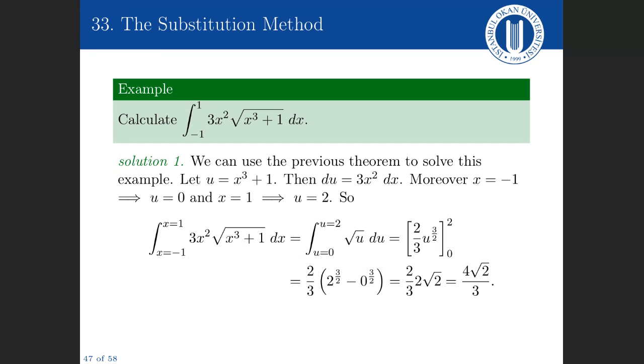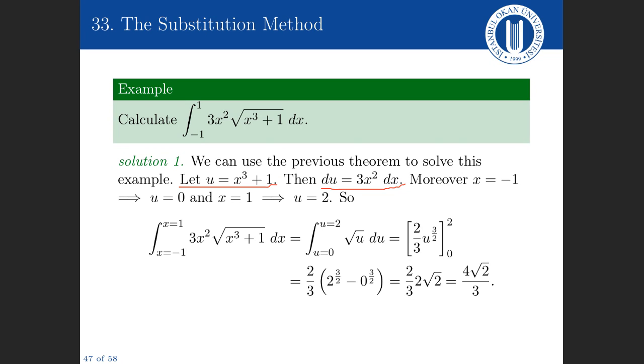Calculate the definite integral from -1 to 1 of 3x squared square root of x cubed plus 1 dx. I'm going to solve this in two different ways. First, we're going to use this theorem. We can start using the same idea we were using earlier in this chapter. We start by choosing a u. In this case, we choose u is equal to x cubed plus 1. Then du is equal to du dx dx, or 3x squared dx, just as we've done before.